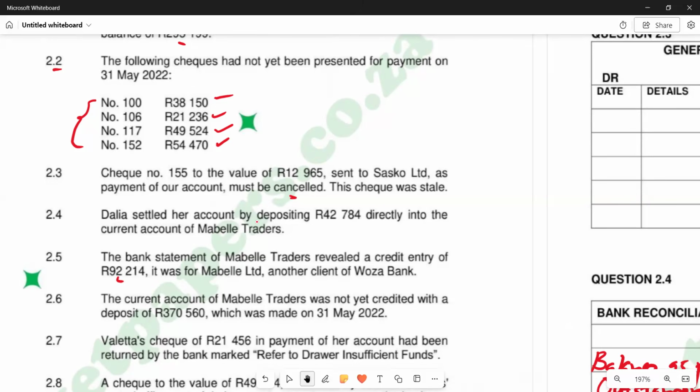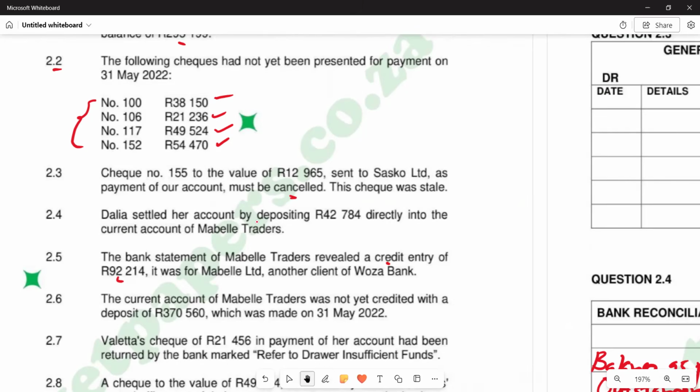So the important part of it is we have to identify, is it appearing on the bank statement? When it was entered in the bank statement, was it on the debit or credit side? So let's go back and see. The bank statement of Mabele Traders revealed a credit entry. So it means it's on the credit side. This 92,214. So to remove it, we put it on the debit side.